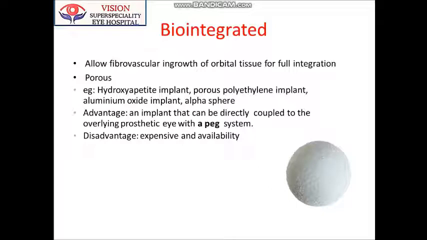Bio-integrated implants allow fibrovascular ingrowth of orbital tissue for full integration. They are porous. Examples are hydroxyapatite implant, porous polyethylene implant, aluminium oxide implant, and alpha sphere. The advantage of using this implant is that it can be directly coupled to the overlying prosthetic eye with a PEG system. We'll see what a PEG system is in a while. The disadvantage of using this is that it is expensive and not very easily available.